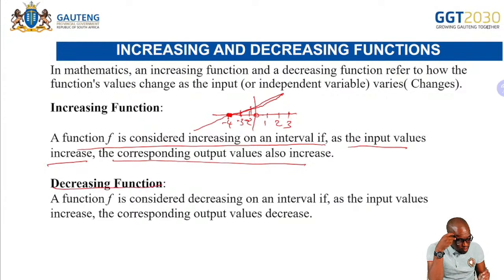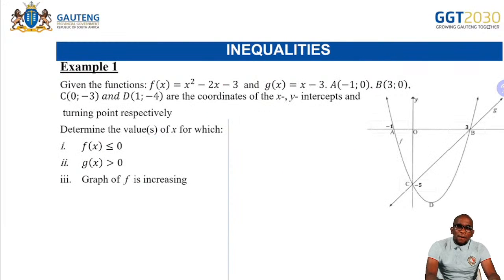Now for a decreasing function, the opposite would be true. When x values increase from left to right, you get that the y values would be decreasing. So we refer to such a function over that particular region. We will say that it decreases over the region where you've located those values of x. You will see now that we are going to look at some application problems.